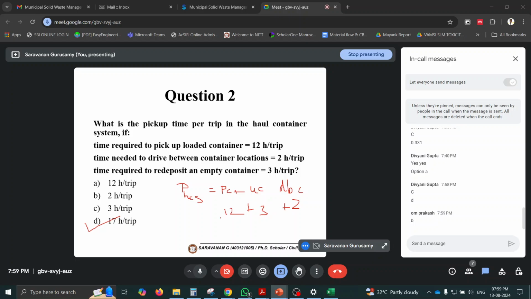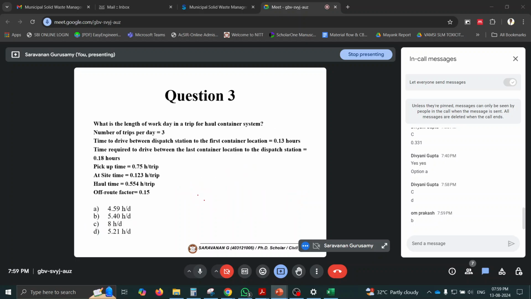Hope you got it. Next was, what is the length of the workday in a trip of a hauled container system? Number of trips is given. Length of the workday is H. Usually we will take H as 8 hours, but here they are asking us to calculate the H with the given value. Number of trips per day, ND, they had given.